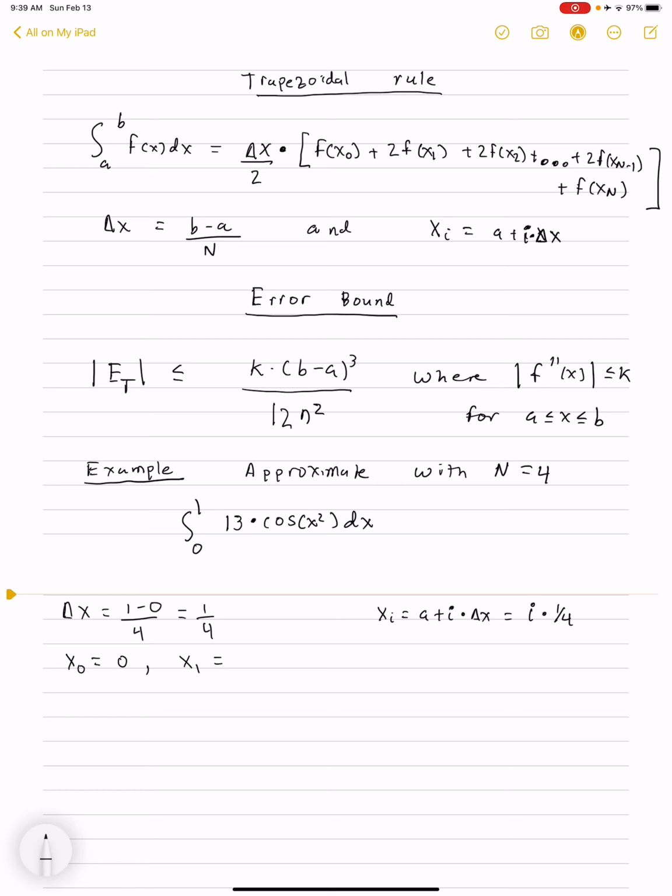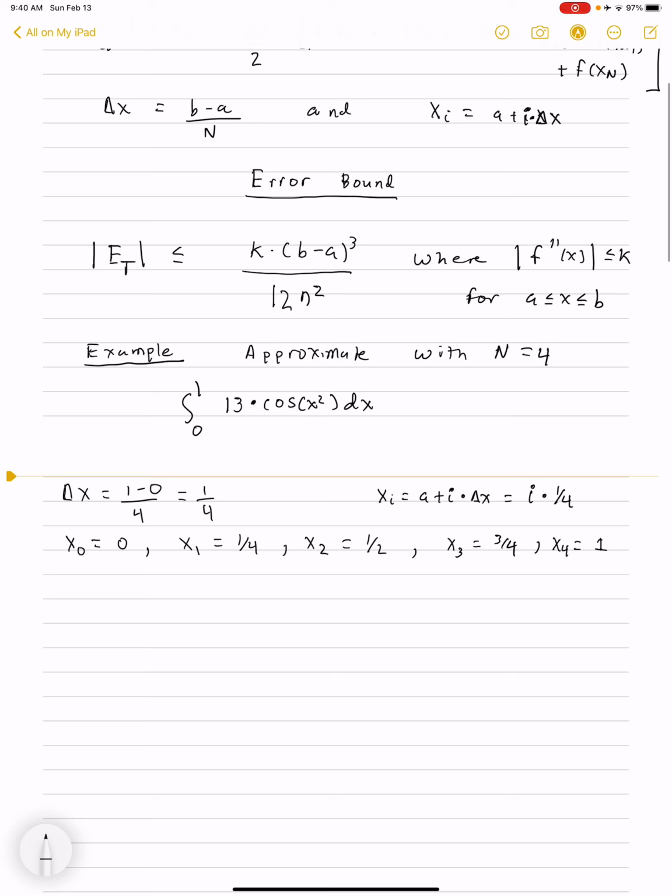So when i is 0, we get 0. When i is 1, we get 1/4. When i is 2, we get a half. When i is 3, we get 3/4. Then finally, x sub 4 is going to be 1. Okay, now we're ready to proceed.